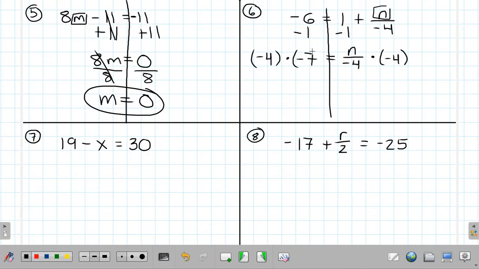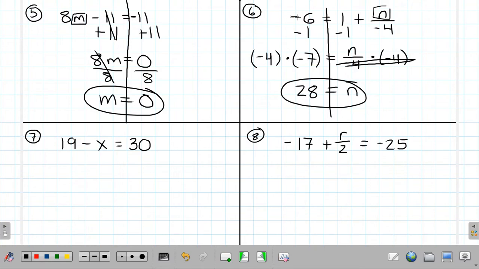I am using parentheses just so I don't mix it up and think that I should be subtracting here or anything. That's the problem with negatives sometimes. But in this case, the negative 4s will go away, so we get n equals negative 4 times negative 7, positive 28. Okay, and we can do the same thing. Plug in 28 up here. 28 divided by negative 4 is negative 7. 1 plus negative 7 is negative 6.